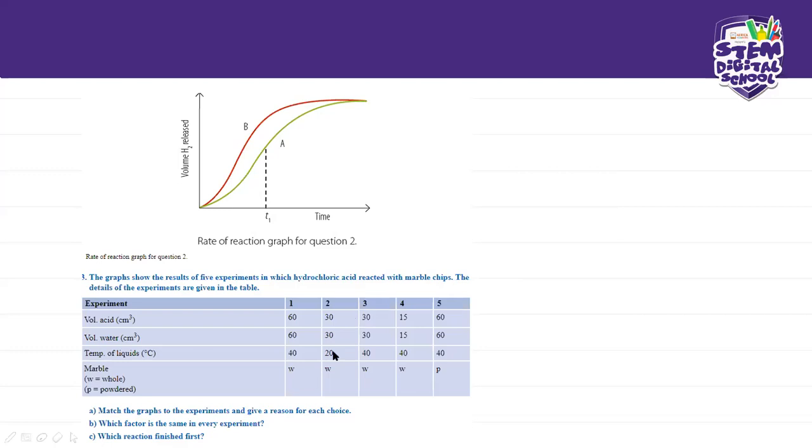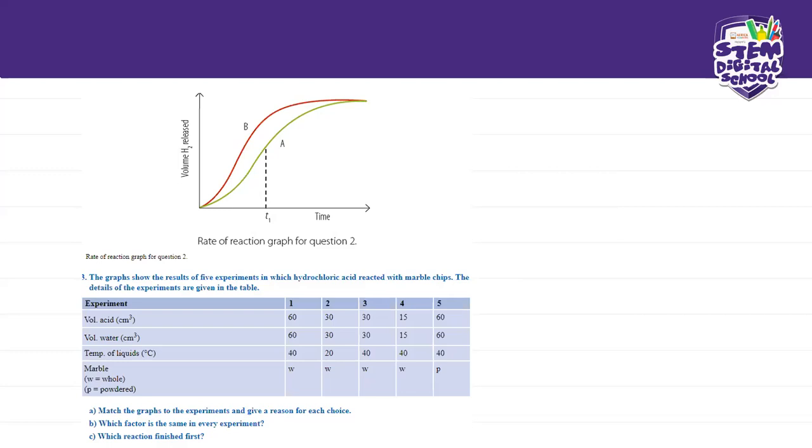So these ones were whole, which in this case means the solid rock or substance of the marble. But on number five, we see that here it was powdered. Okay, guys, you must always remember, if you want to increase the rate, you can powder the solid substance in order for your reaction to be faster, or you can make the solution more concentrated, or you can change the temperature. If you increase the temperature, then the reaction will also take place much quicker, okay?